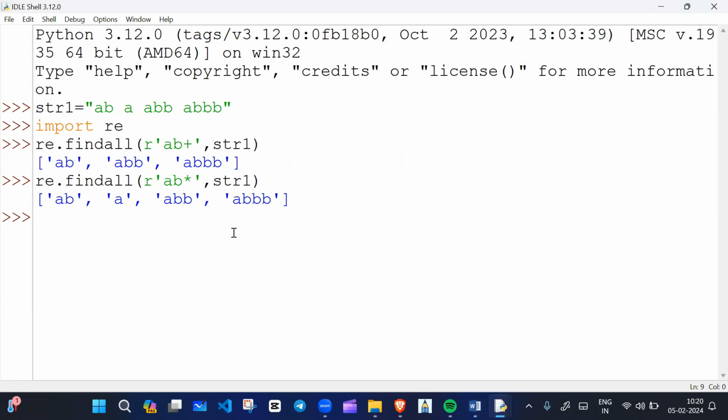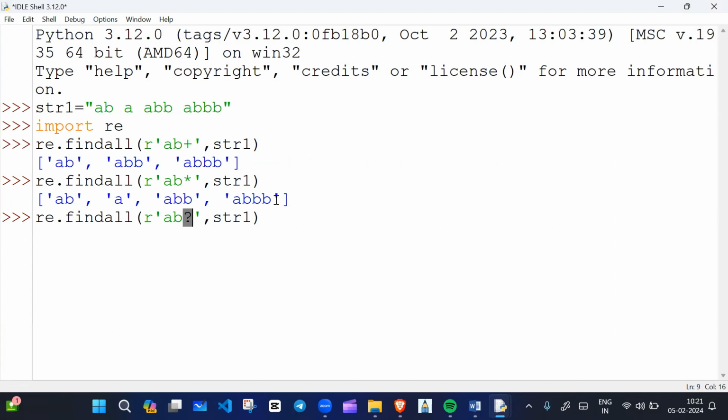Suppose I have this string. For example, I'm just pasting it here. What I will do is write a question mark instead of the plus. So what will happen if I write the question mark? It will give the result.